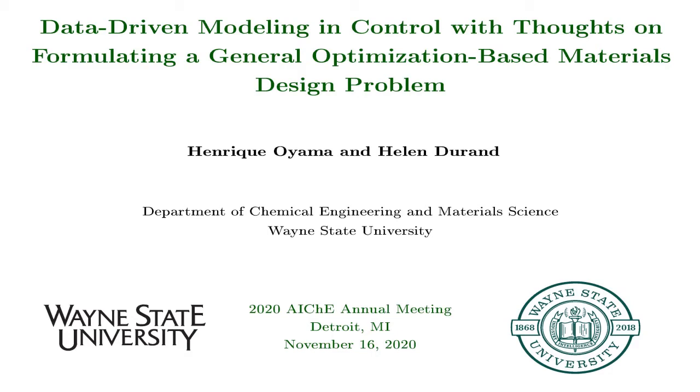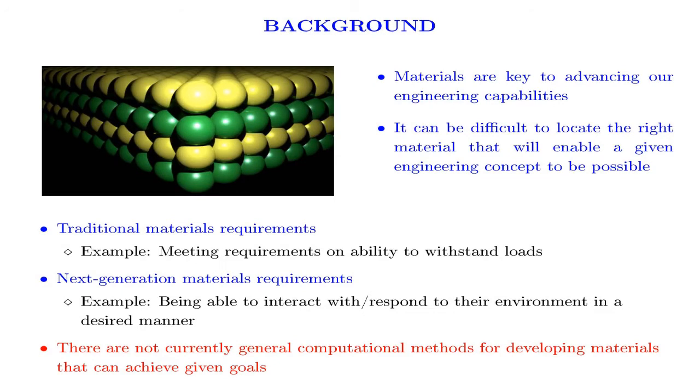I will present this work entitled Data-Driven Modeling in Control with thoughts on formulating a general optimization-based materials design problem. As a motivation for why we'd like to develop a general optimization-based materials design problem, we may consider the large applications of materials from a chemical and physical perspective.